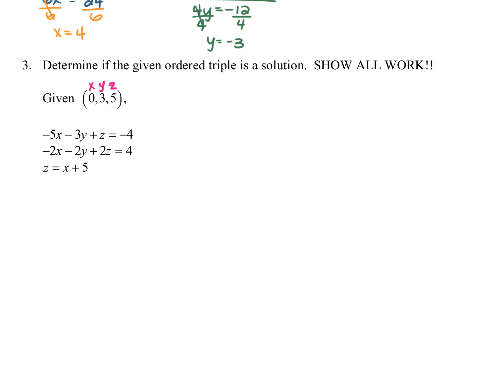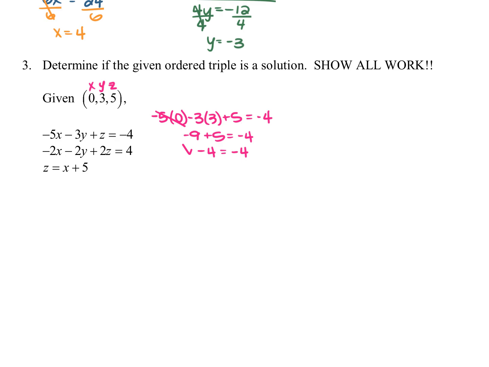So we're going to start by plugging in on the top equation. So it's going to give us -5 times 0 minus 3 times 3 plus 5 is equal to -4. From here, your negative 5 times 0 cancels. This leaves you with negative 9 plus 5. Negative 9 plus 5 is negative 4. Negative 4 is equal to -4 is a true statement. So we'll check the second equation.